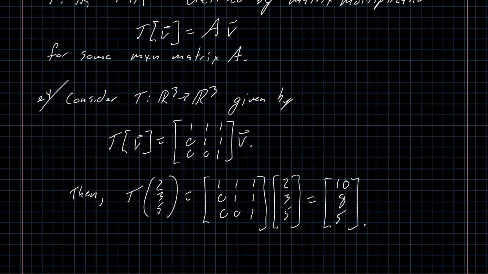Right? So we can evaluate these transformations given by matrix multiplication like this. It's a nice, convenient way of defining a transformation relatively compactly.